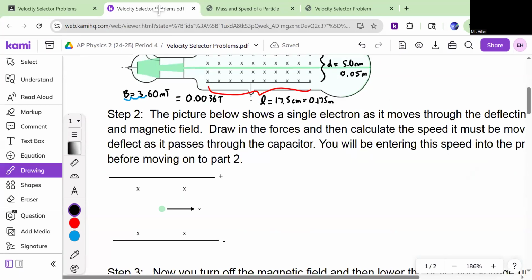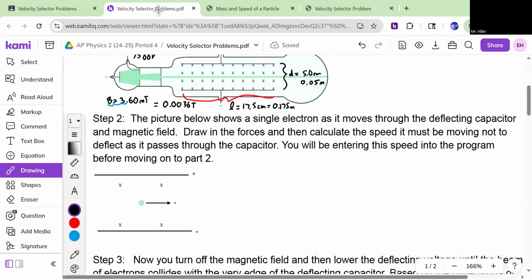Okay, so step two. The picture below shows a single electron as it moves through a capacitor and a magnetic field. Draw the forces and then calculate the speed it must be by not deflecting. In other words, going straight through the capacitor in a straight line. Okay, you'll enter this in the program.